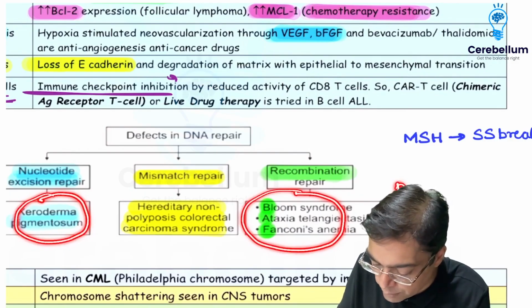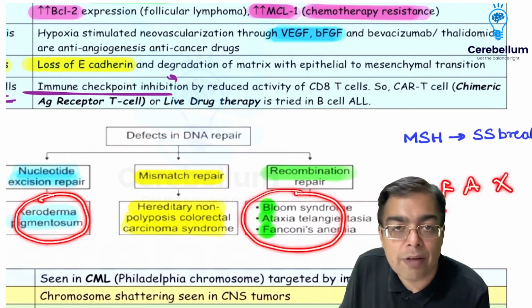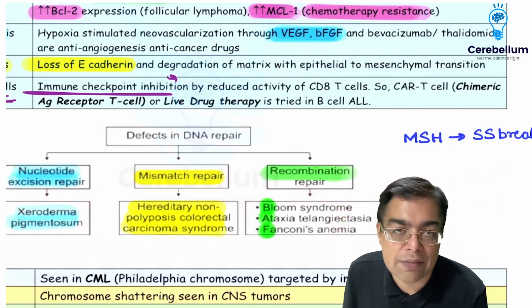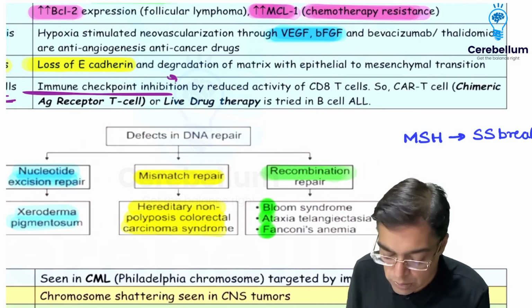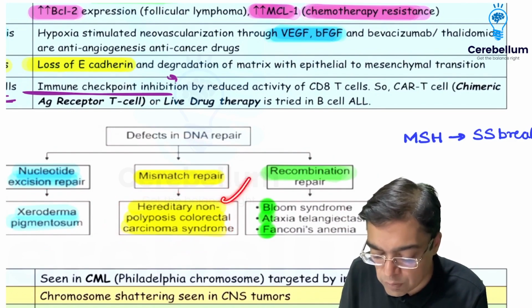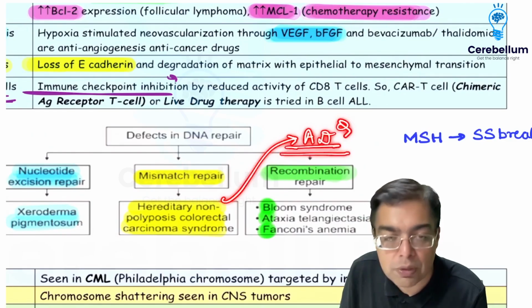I do believe you would be able to recall the acronym that we discussed, BFAX. Bloom's, Fanconi's, ataxia, xeroderma, they're all examples of autosomal recessive conditions. Whereas hereditary non-polyposis colorectal carcinoma syndrome is an example of an autosomal dominant condition.